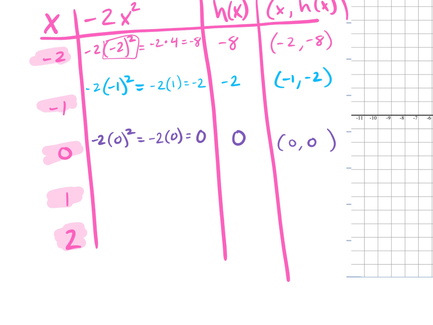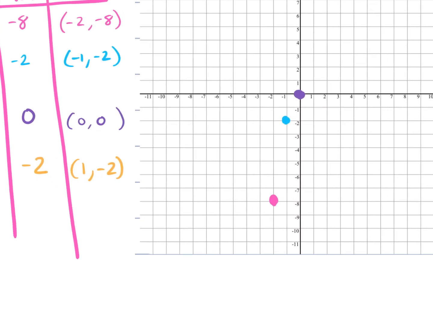And then let's plug in 1. We have negative 2 times 1 squared. What's 1 squared? 1. And negative 2 times 1? Negative 2. So we got negative 2. What would our point here be? 1, negative 2. So we're going to go to the right 1 and down negative 2.